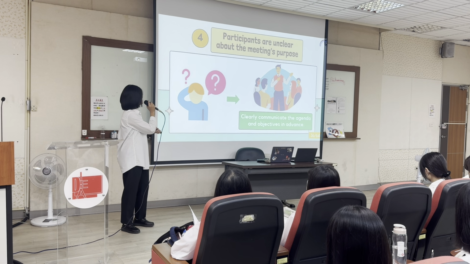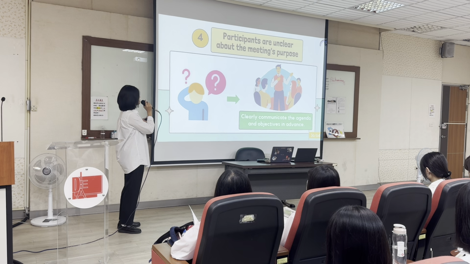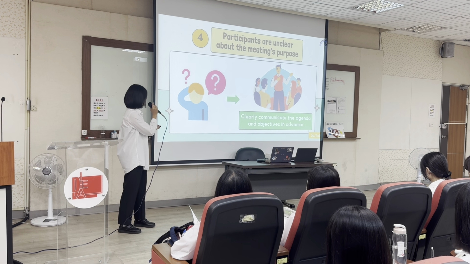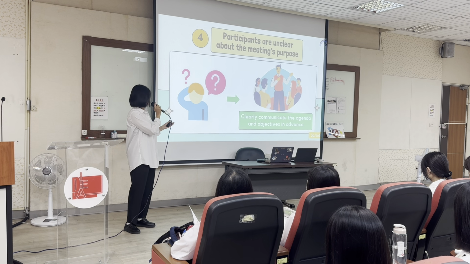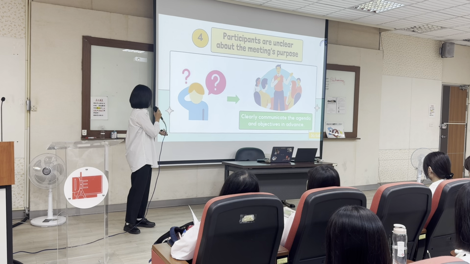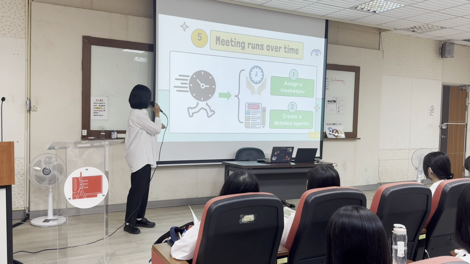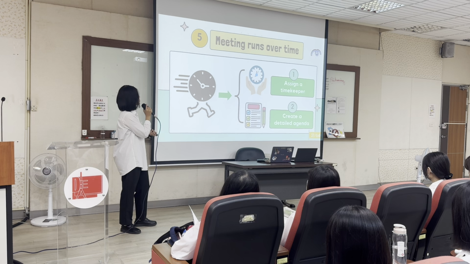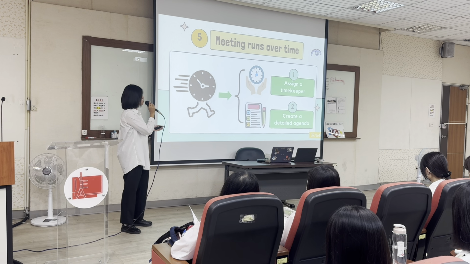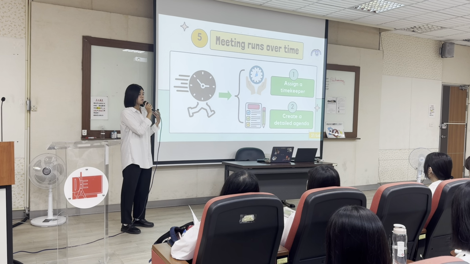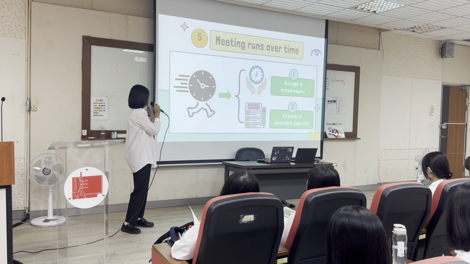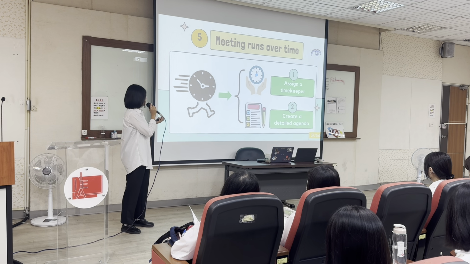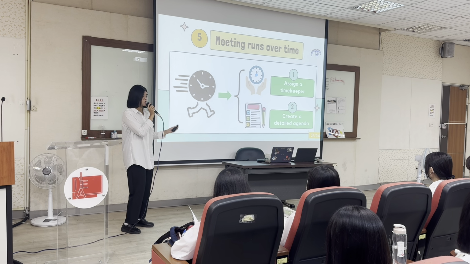The next one is participants are unclear about the meeting's purpose. To solve it, we should clearly communicate the agenda and objectives in advance. The next one is meeting runs over time. About this one, we can assign a timekeeper to keep the discussion on track. And also we can create a detailed agenda with time allocations for each topic.